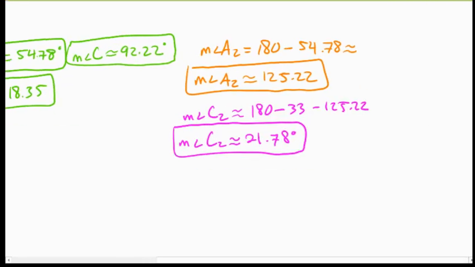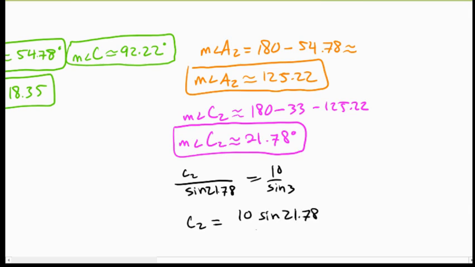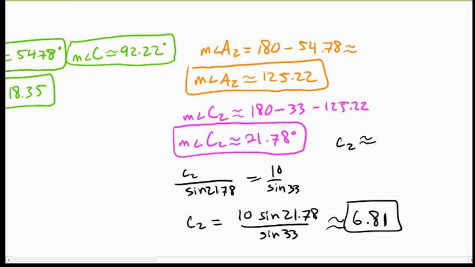The last thing I'm going to do is use the law of sines to find my final side length. So C2 over sine of 21.78 equals 10 over sine of 33. C2 equals 10 times sine of 21.78 over sine of 33. And that gives me an approximate value of 6.881. So C2 is approximately 6.88.